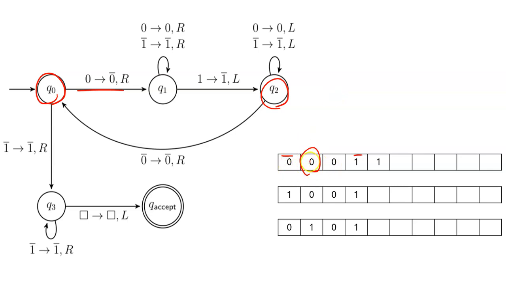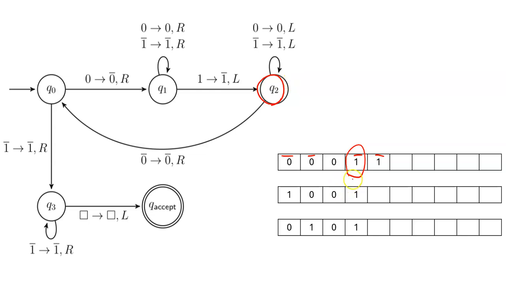The 0 there becomes a marked 0, and we move to the right, so we are now in Q1. The 0 stays 0, and we move to the right. The marked 1 stays marked 1, we move to the right. The 1 here becomes a marked 1, and we move to the left, and we are now in state Q2.